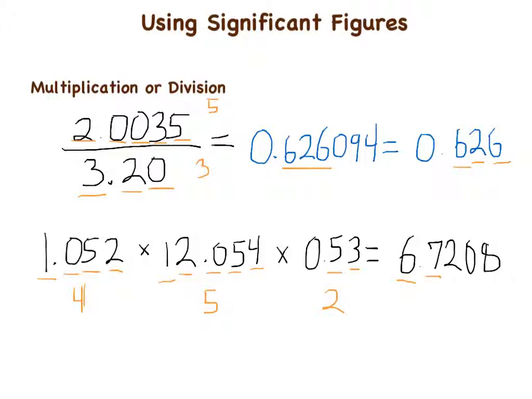Now, here's another tricky part. We know that the answer is going to be 6 point, then another number. Now we look at this 7, the last significant figure. We're going to round this number based on the next one. Just like regular rounding, numbers 0 to 4 you round down, and 5 to 9 you round up. So this number is just going to be 7. And that's your answer.